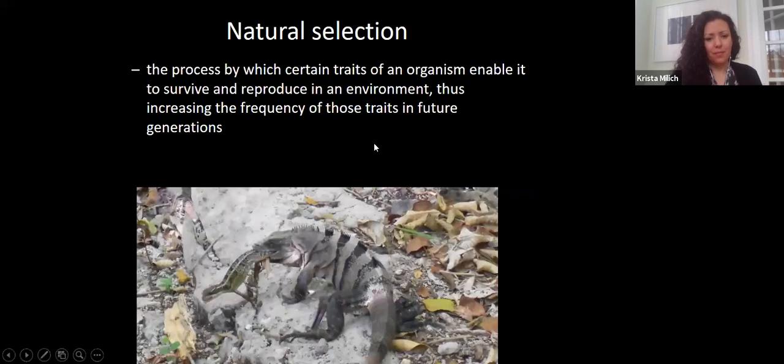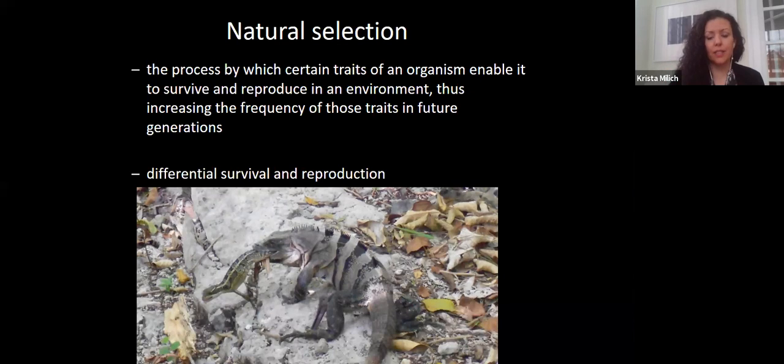Okay. Then we have natural selection. So mutations have introduced new variation into the gene pool, and then natural selection can act on that variation. Natural selection is the process by which certain traits of an organism enable it to survive and reproduce in an environment, thus increasing the frequency of those traits in future generations. So again, this is giving it an advantage in terms of survival and reproduction within a given environment. And that means that that trait or those alleles will increase in frequency in future generations. And this is the idea of differential survival and reproduction.